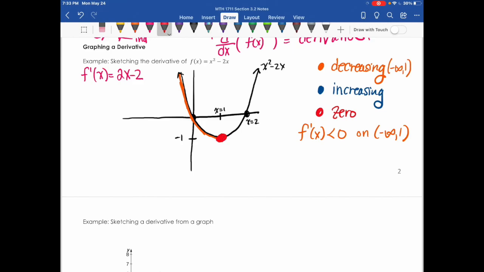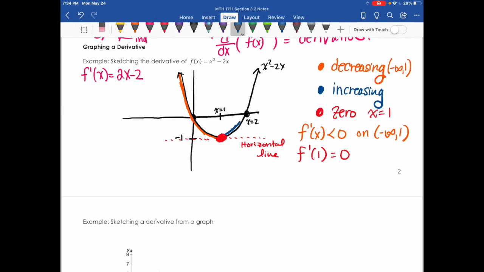Okay, now at this point, right here at the vertex, if I imagine the tangent line that just touches that one point, that's going to be a horizontal line, which means the slope is going to be 0. So at x equals 1, my derivative should be 0. So I'm going to write it down. At f of 1 on my derivative, that value should be 0.